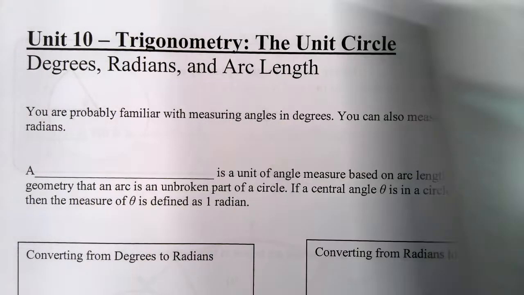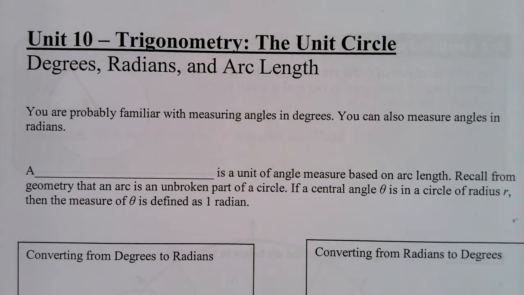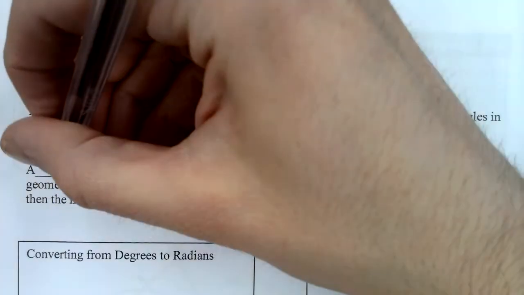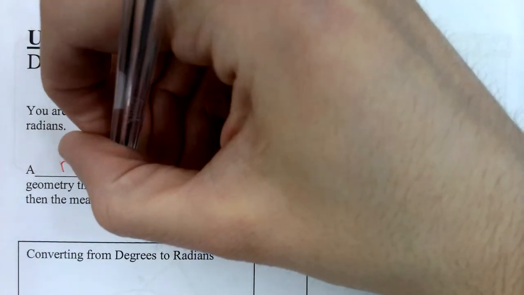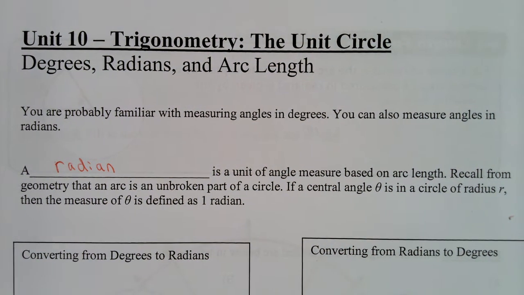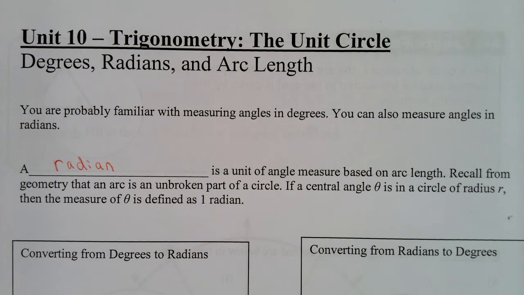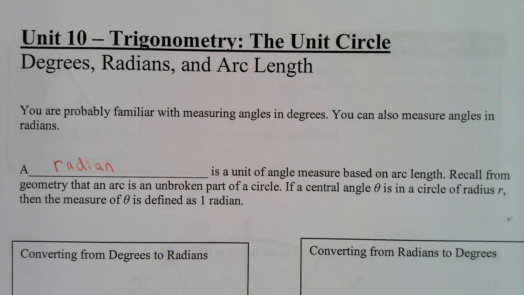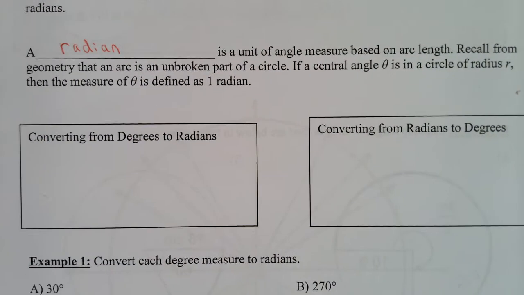So, this first definition is a radian. Where's my definition? Here it is. A radian is a unit of angle measure based on arc length. Recall from geometry that an arc is an unbroken part of a circle. If a central angle, that's the Greek letter theta, T-H-E-T-A, is in a circle of radius r, then the measure of theta is defined as 1 radian. Okay.